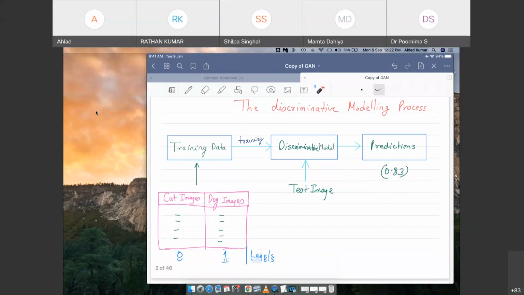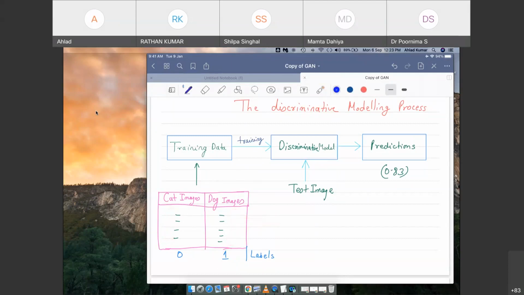Here you can see we have three different blocks. The first block is the training data block, which consists of the training set we will be using for our machine learning task. In this we have, for example, cat images and dog images on the right side. Along with these images, we append a label y equal to 0 for the cat images, and y equal to 1 for the dog images. All the images, cats and dogs, are x.